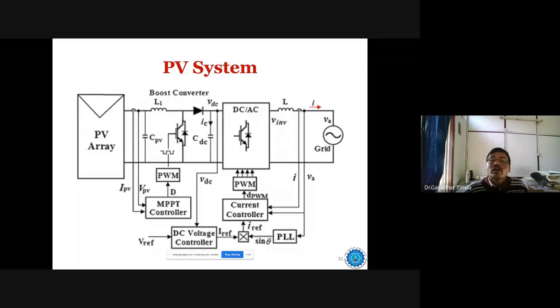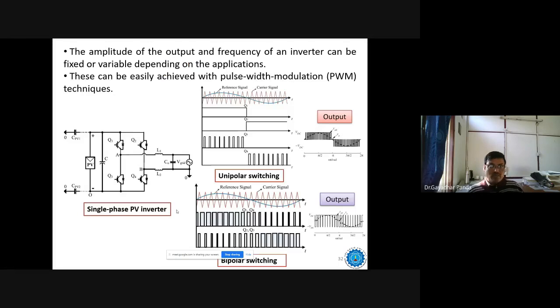And using the current controller technique, you can generate the PWM signals, and accordingly the output of the inverter will be monitored. Monitored means you can get the pure sinusoidal. That is also possible with a small L filter. You can connect it at the output of the inverter. Then after that, this will be connected to the utility grid. This is a basic block diagram of a PV system.